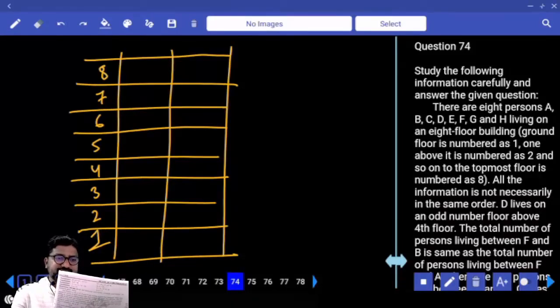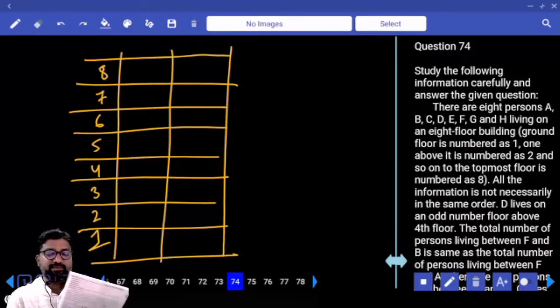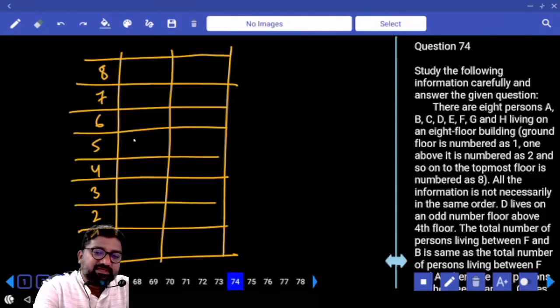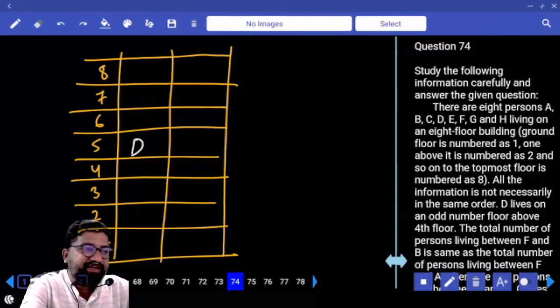Read it. There are 8 persons A, B, C, D, F, G, H living in an 8 floor building. Ground floor is 1, above it is 2, and so on till the topmost floor is numbered 8. All the information is not necessarily in the same order. D lives on an odd number floor above 4. Above 4, odd number floor means 5 or 7. First trial, I'll take D in 5.